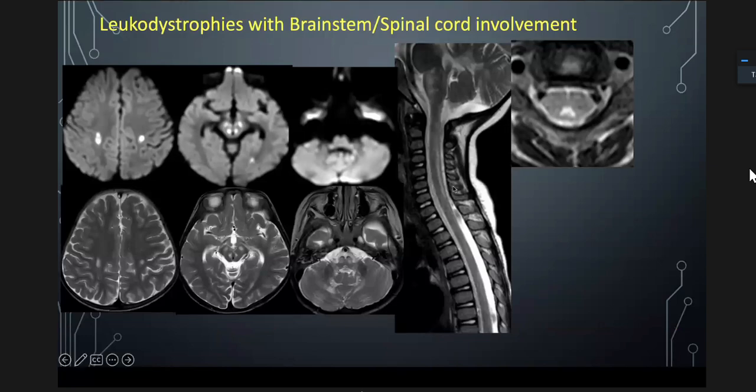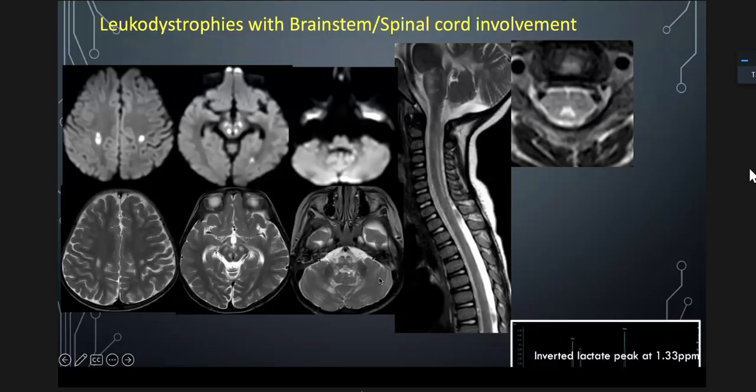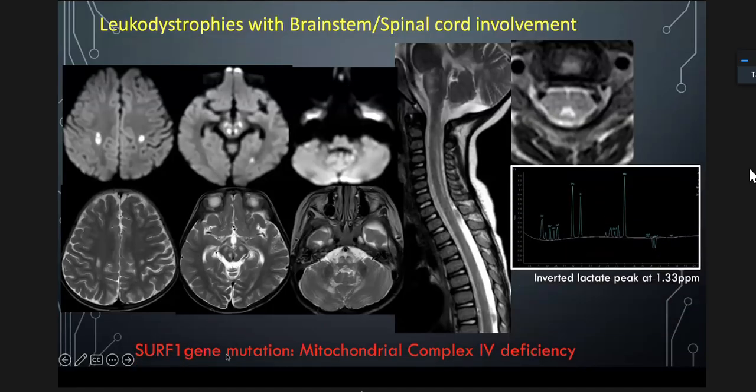Again, another child, with involvement of the spinal cord, where the posterior columns are involved, and there is involvement of the white matter in the corona radiata and centrum semiovale. There is involvement of the midbrain, periaqueductal gray matter. Also, the deep cerebellar white matter is involved. So again, another case of SURF1 mutation, a mitochondrial disease, and mitochondrial disorders will usually have an inverted lactate peak at 1.3 ppm.